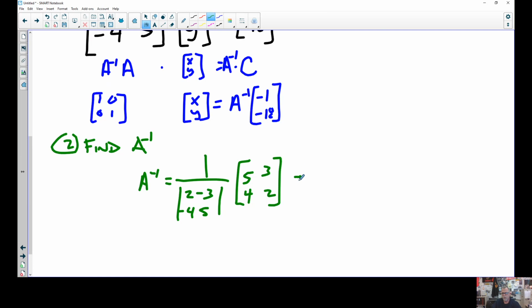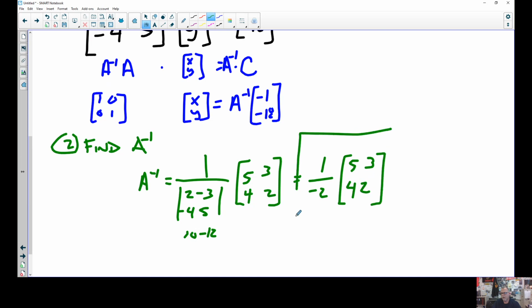A inverse then is equal to, this is 10 minus 12, so -2. So it'd be 1 over -2 times 5, 3, 4, 2. Now in this case, I agree with the book. I like to leave it in this form. This is my A inverse.